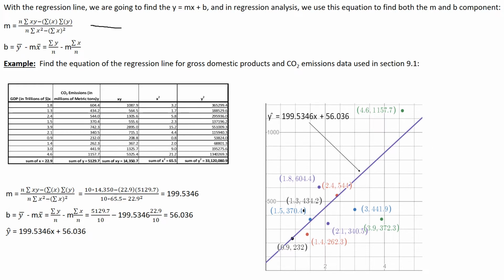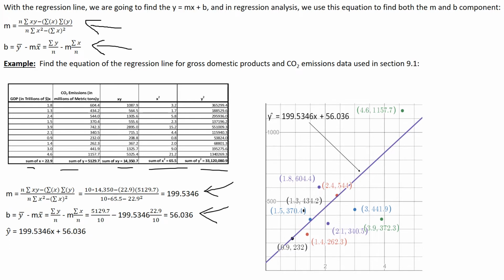Our m, which is our slope, and that's the equation, and then our y-intercept. And as you can see, we found all these components with the correlation: the sum of x, the sum of y, the sum of xy, sum of x squared, sum of y squared. So we just put these numbers we found before in to find our slope and our y-intercept. And this is our equation.